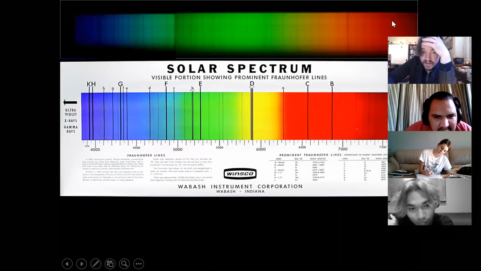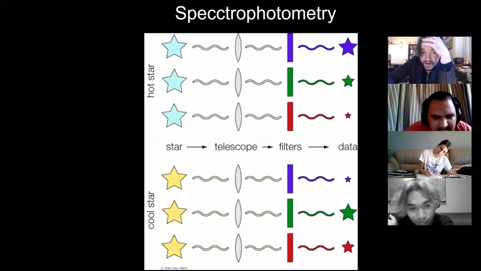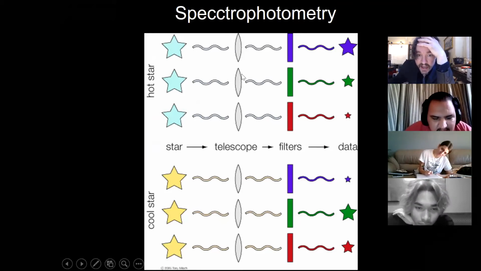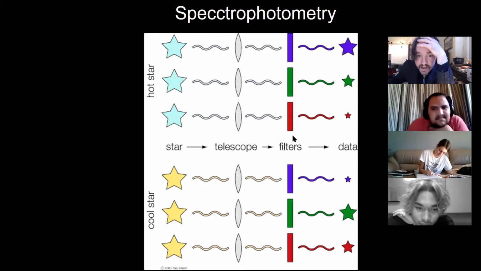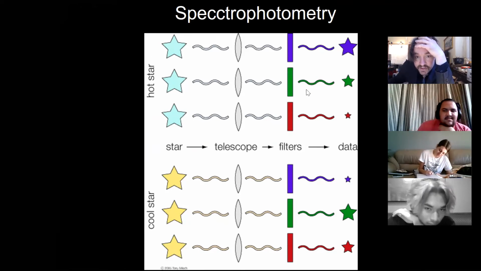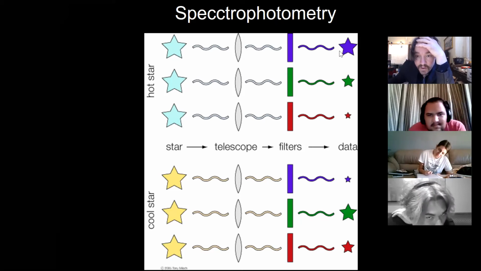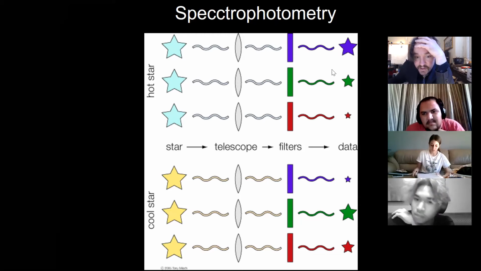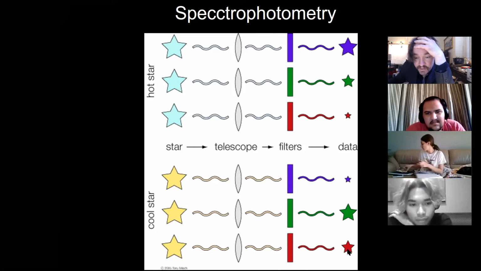So here's a little cartoon explaining kind of what's happening here. I have a hot star and I have a cold star. And what I do is I take a picture of each star 3 times. The hot star is going to be blue. The cold star is going to be red. So what happens is when I take a picture of the star 3 times, the hot star will be brighter in the blue band and it will be dimmer in the red band because it gives off more blue light. The cold red star will be brighter in either the green or the red band.